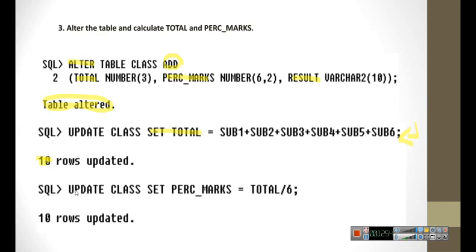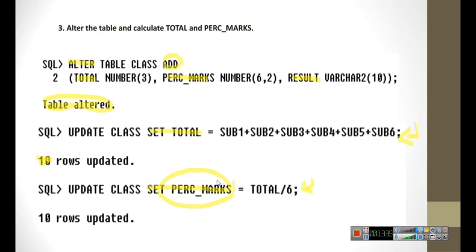Next is updating the percentage. How to calculate percentage? Total divided by number of subjects. Here we have 6 subjects, so total divided by 6. So how to write the command? Update class, class is the table name, set, I told you, remember. Now we are going to enter the values for the percentage marks. Inside this particular column, the value after calculation has to be stored. So total divided by 6, 6 is nothing but the 6 subjects we have. Give a semicolon, hit the enter key.